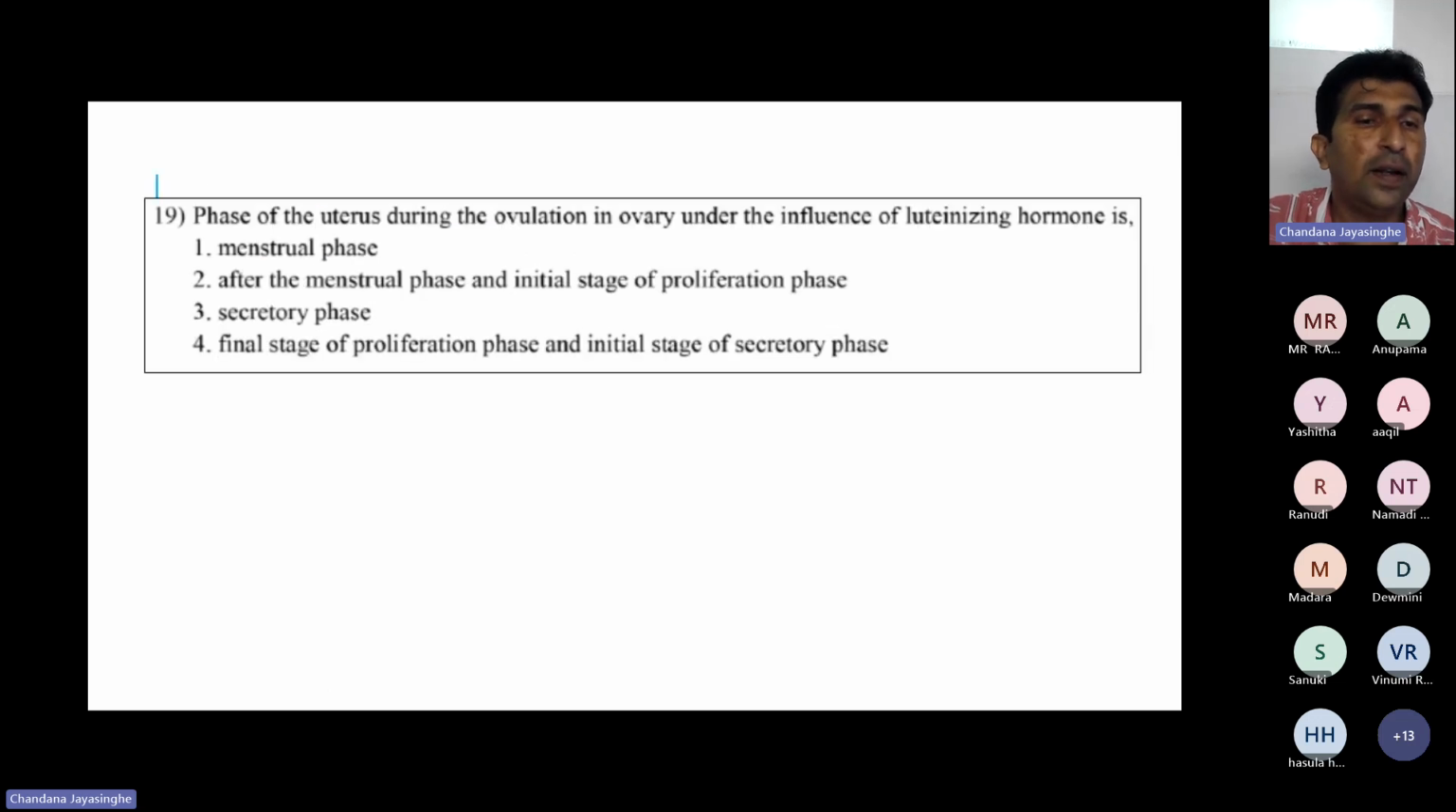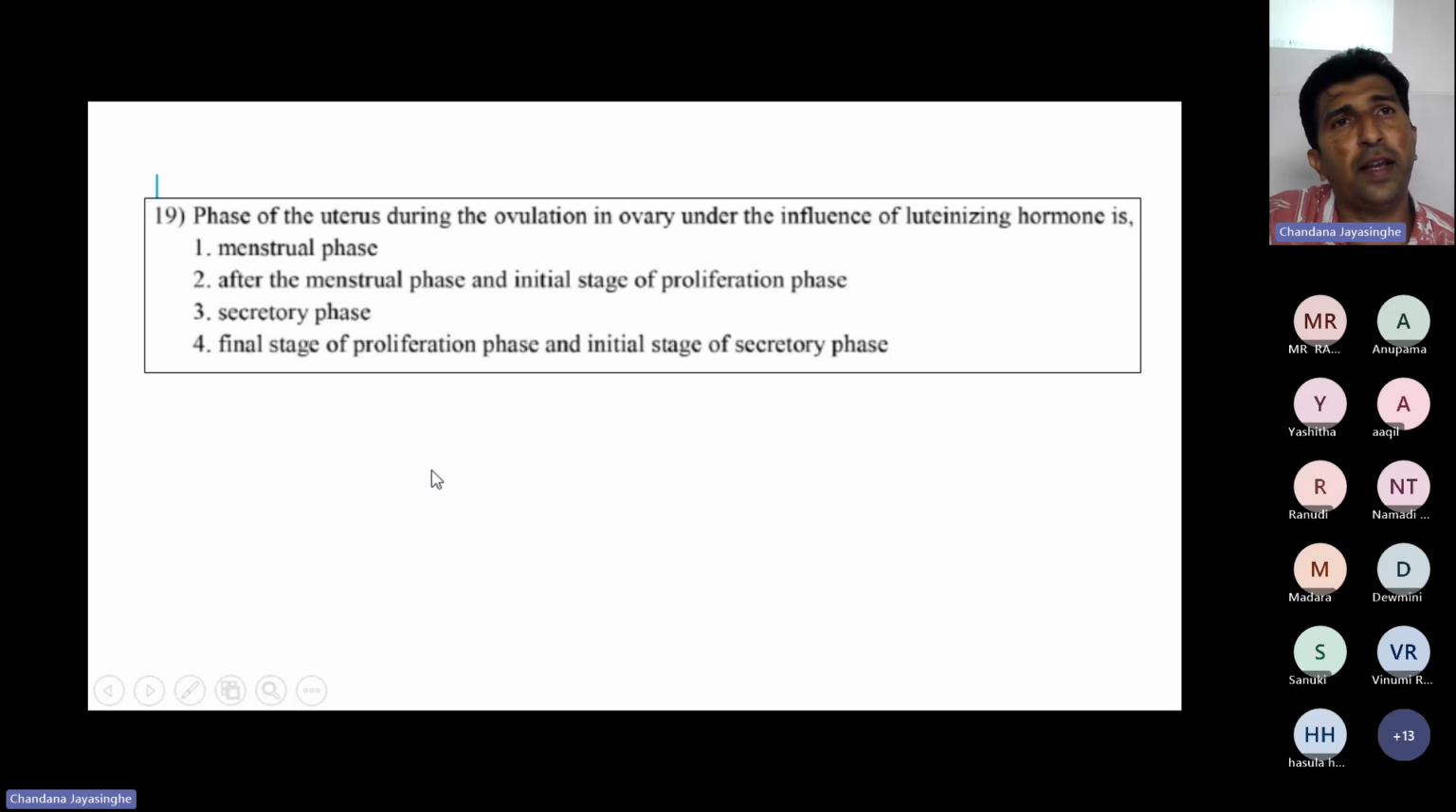Right. Now 19. Another question from biology. Phase of the uterus during ovulation in the ovary under the influence of luteinizing hormone LH. Now, student, please remember, sometimes there may be questions on the menstrual cycle that you learn in grade 10, unit 14, reproduction. You learn about 2 graphs. Sometimes there may be questions in the 2023 O-level paper regarding this menstrual cycle and the graph, maybe. So you have to be very careful.